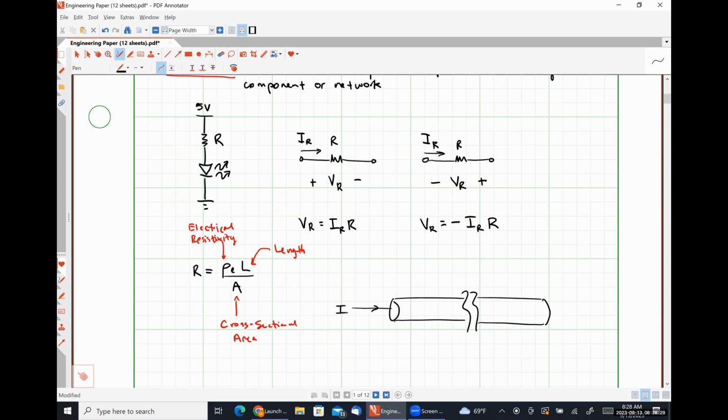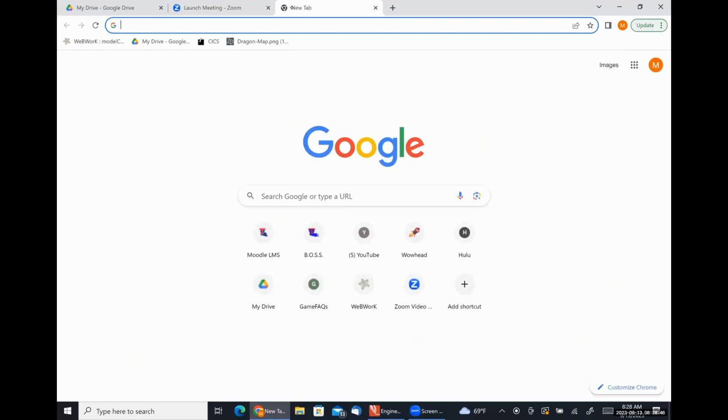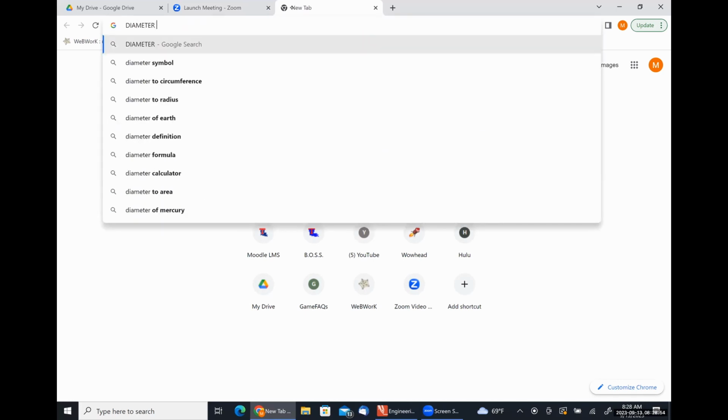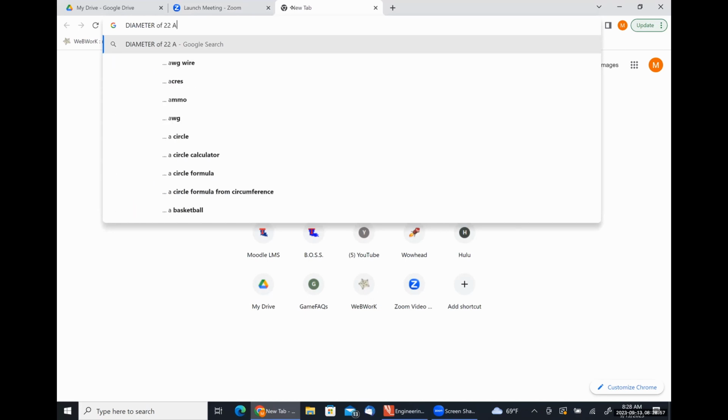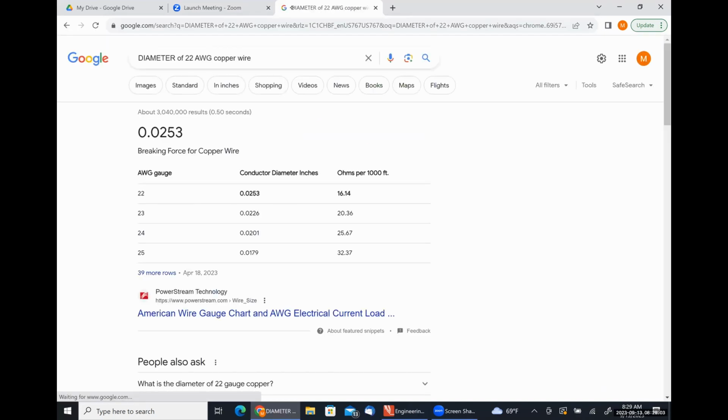Okay? So I want to choose 22 gauge wire because that's the wire that we have in this room for your hookups. That's what you used in your freshman classes and all that kind of stuff. So let's pop over to Google here and look up the diameter of 22 AWG copper wire. So 0.0253 inches. All right, let's write that down.